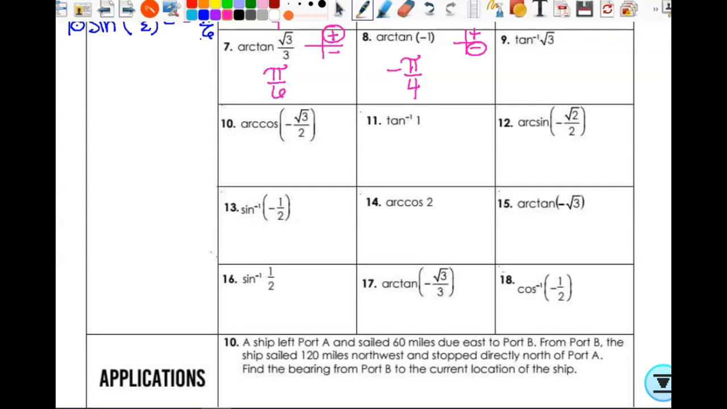Okay. Tangent inverse of the square root of 3. All right, tangent: first and fourth. This is a positive value, so it's coming from the first quadrant. What angle gives me a tangent value of the square root of 3? Pi thirds.